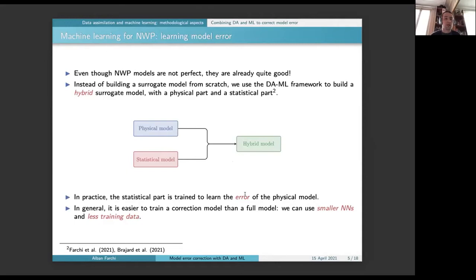So now back to NWP. Even though numerical weather prediction models are not perfect, they are already quite good. So instead of building a surrogate model from scratch, we could use this combined DA-ML framework in order to build a hybrid surrogate model where we have a physical part and a statistical part. And in fact, the statistical part would be trained to learn the error of the physical model. So the general idea is that model error correction is an easier inference problem than full model emulation, meaning that we could use smaller neural networks on less training data for this problem.